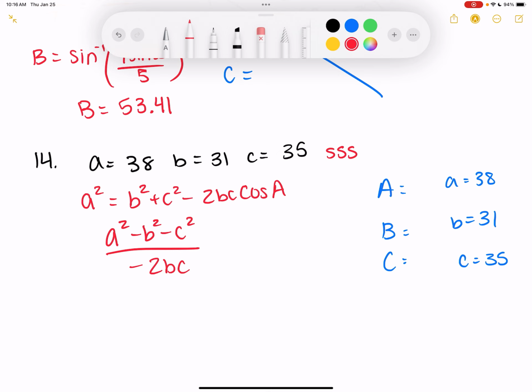Okay, so now all that's gone. And then the last thing I have is I need to get rid of cosine, so I'm going to do the inverse cosine. And that's going to give me angle A.